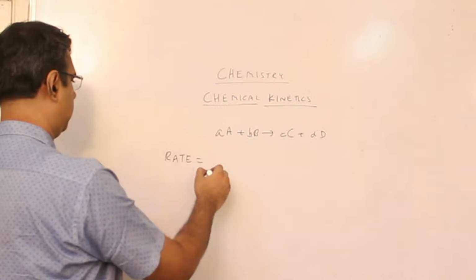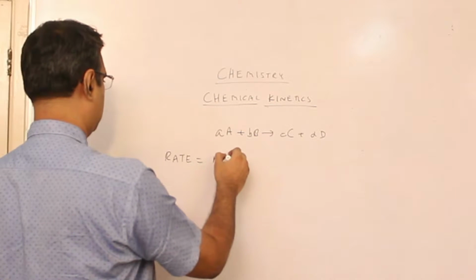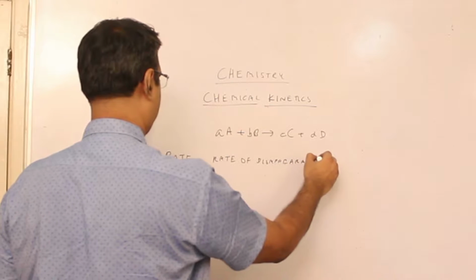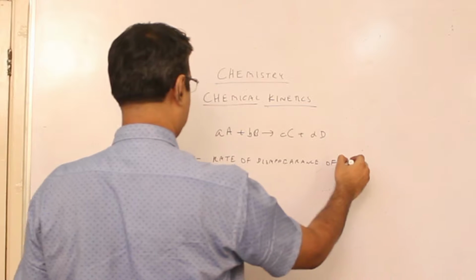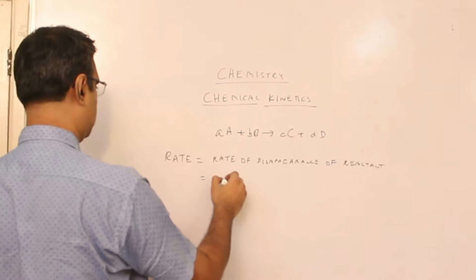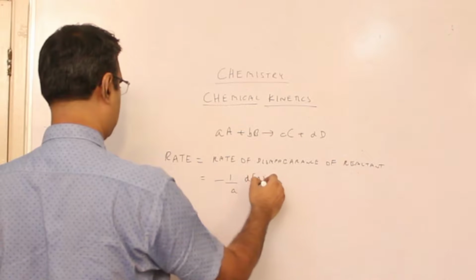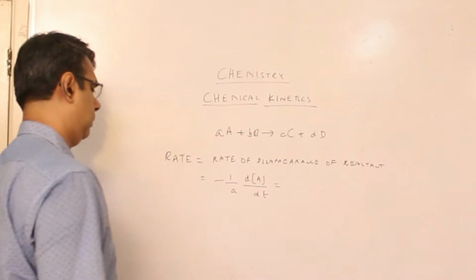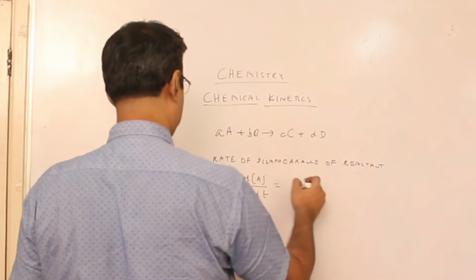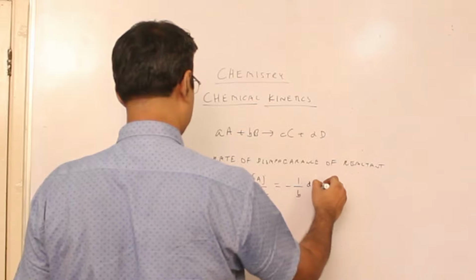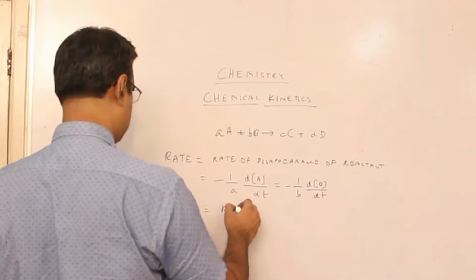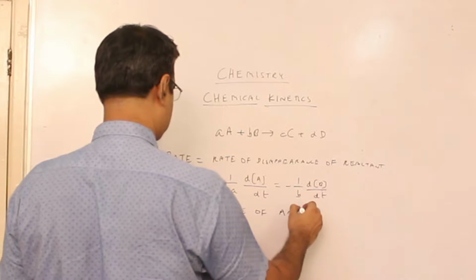Every reaction has a rate, which is given by the rate of disappearance of reactants. That is equal to, you can write it like this, minus 1 upon small a d of concentration of A by dt equal to minus 1 upon small b d of concentration of B by dt, and this is also equal to the rate of appearance of products.